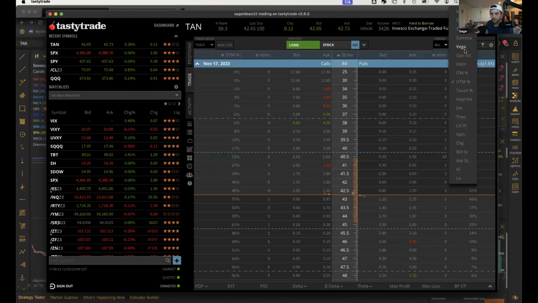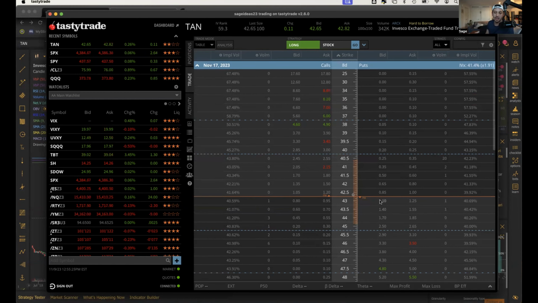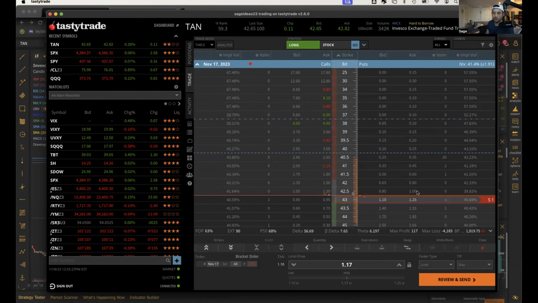Where is it? Implied vol, sorry. So I'm seeing that implied volatility is quite rich. It's quite nice, right? Not like SPY, not like QQQ. So in this scenario, if I do want to buy my calls, I know that these calls are relatively expensive at the price TAN is trading at. So maybe I want to employ that strategy that I just talked about on SPX, and do, let's say, a 43, 42.50.